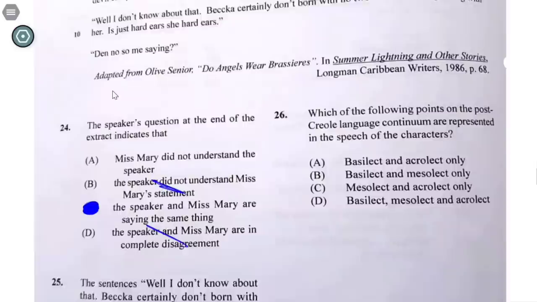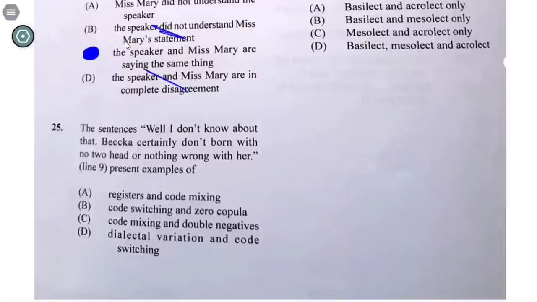25, the sentence is, well, I don't know about that. Becca certainly don't born with no two head and nothing wrong with her. In line 9, present examples of registers and code mixing, code switching and zero copula, code mixing and double negatives, dialectal variation and code switching. First of all, the answer is not code mixing. Code mixing is whereby you mix two languages, right? To create what we call a pidgin, if I remember correctly.